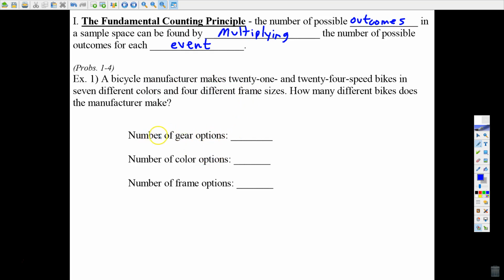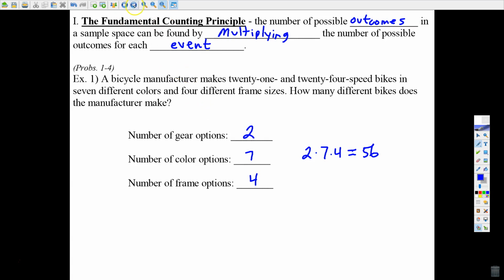There's bikes made based on the number of gears, and there are 2 different types. There are bikes made based on the number of color options, and you're told that there are 7 different colors to choose from. And there are frame options. In the problem it says there are 4 different frame sizes. So we take each of these types, the total number of bikes within each category, if you will, and then we just multiply these together. So 2 times 7 times 4 equals 56. So there are a total of 56 different bikes that this particular manufacturer makes. And that's all based on the fundamental counting principle.